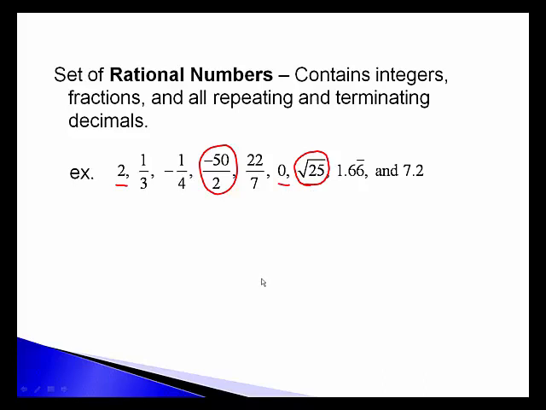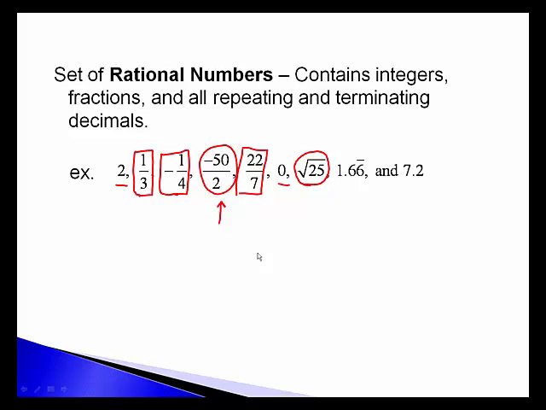The next group we would want to look for would be the fractions, so let's continue looking. I see a fraction here of 1/3. I see a fraction of negative 1/4. If you had included this number as a fraction, that's fine. And I also see 22 divided by 7. So I have those 3, possibly 4 fractions.